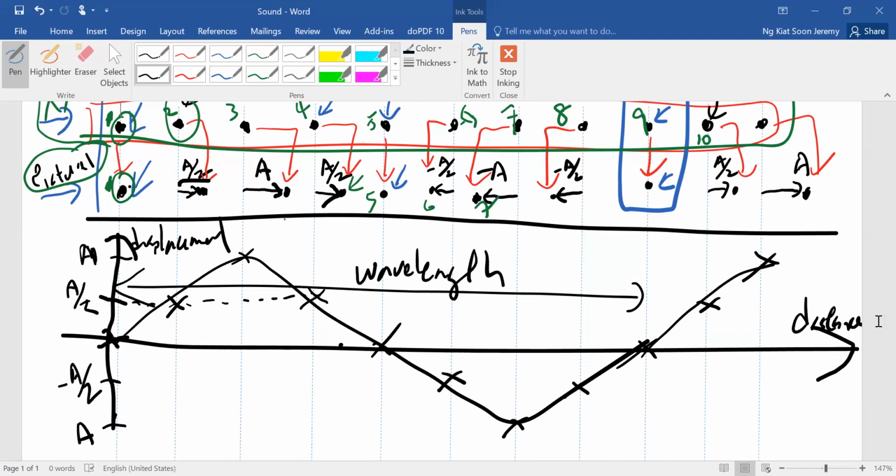Is this a longitudinal wave? Hopefully in your head you know that this is not the longitudinal wave. This is a representation of the longitudinal wave. The longitudinal wave, if I take a picture, actually looks like that. That's why I call this picture 1.